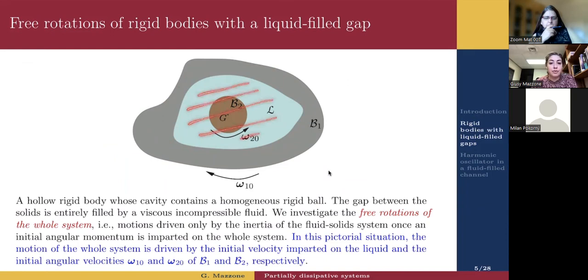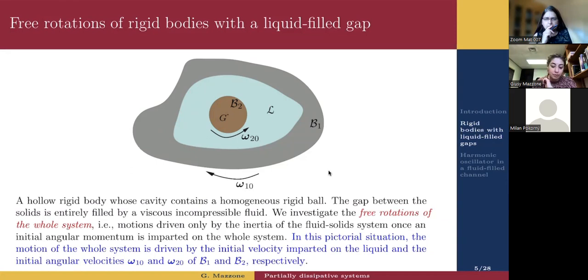And now assume that immersed in this fluid there is a homogeneous rigid ball. And now what we are interested in, because of the application that you will see in the next slides, is what is called the free rotation of the whole system. So what we are thinking here is that we assume that the center of mass of the system is a fixed point, and we give an initial rotation to the system.